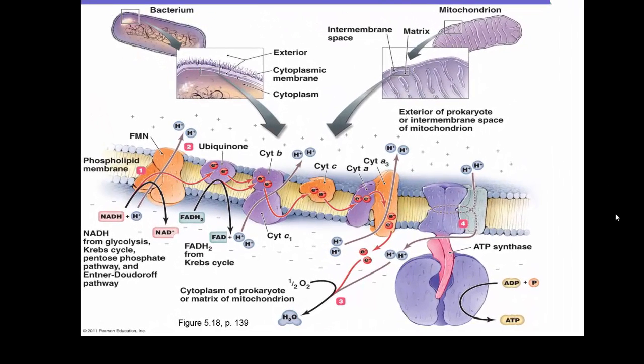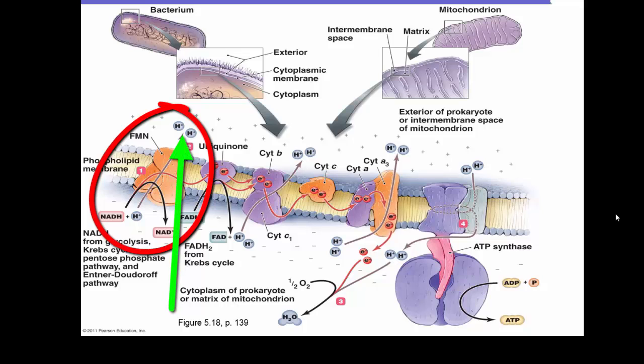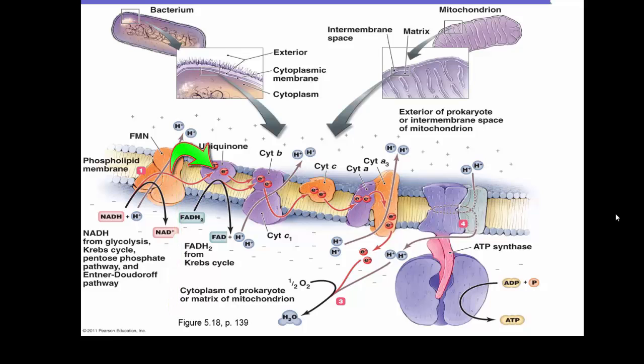Here it is across the membrane. FMN receives the NADH and a hydrogen ion. It pumps the 2 hydrogen ions across the membrane and gives the electrons to coenzyme Q. FADH2, if it can enter the chain, will give up its electrons to coenzyme Q and its hydrogens to cytochrome B. This will pump the hydrogens across to the other side of the membrane.